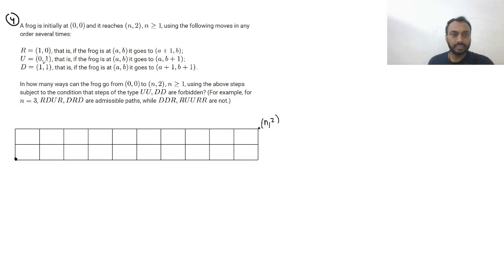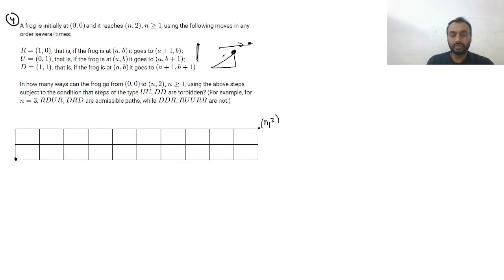So the R move basically shifts the frog 1 unit to the right, right? And the U move, 0, 1, shifts the frog vertically 1 unit, and the D move shifts the frog 1 unit right and 1 unit up, right? So it reaches this point.